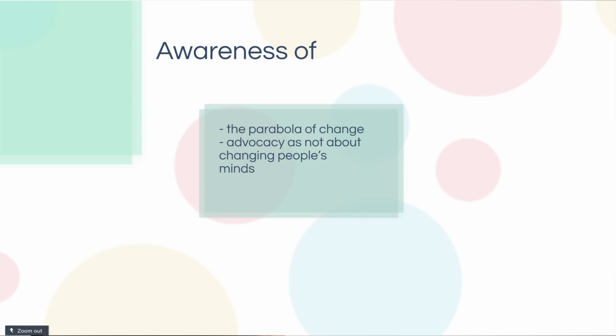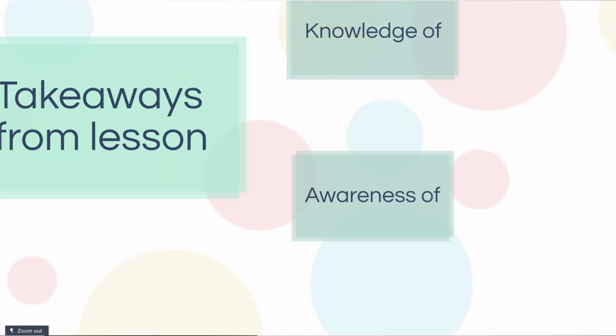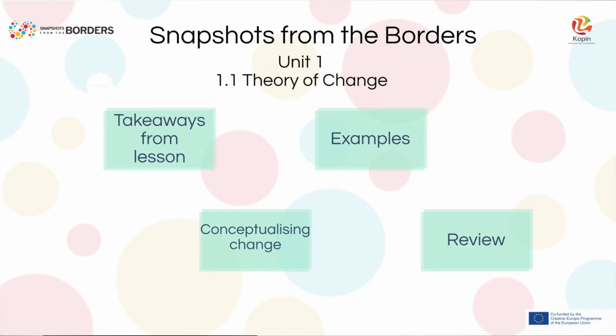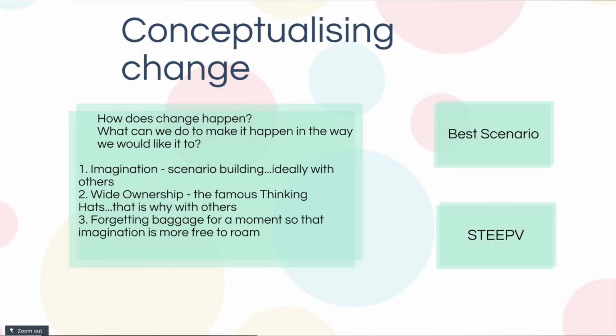And advocacy, we would like to see it as not being about changing people's minds. But as we've said in the general lesson, advocacy is about putting a problem on the agenda, not really changing people's minds. Let's look at the theory of change as a concept. The key questions are: how does change happen? And what can we do to make it happen in the way we would like it to? This is why it is about advocacy.